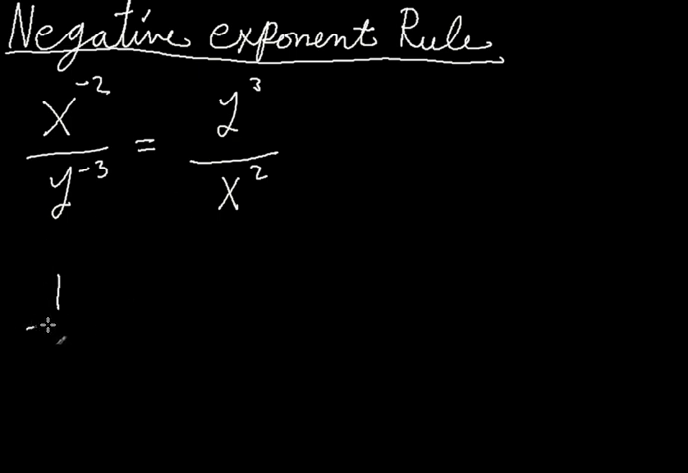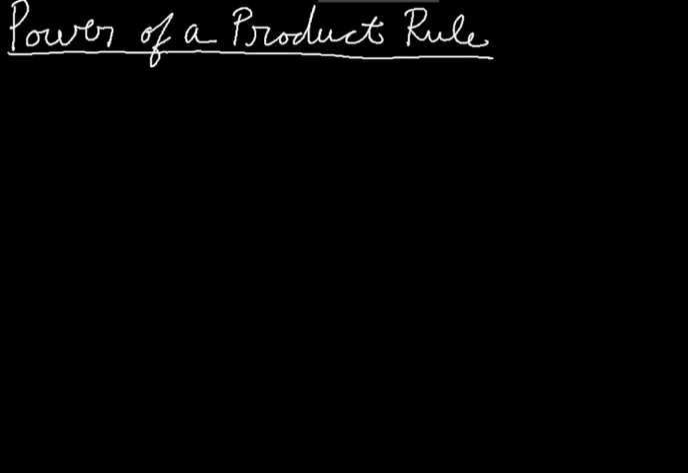What's another one? If I had 1 over z to the negative 7th, I can rewrite this as z to the 7th. Okay, so we always want to answer with positive exponents, and be sure that you are doing so in your own work. Okay, continuing on, let's talk about the power of the product rule.